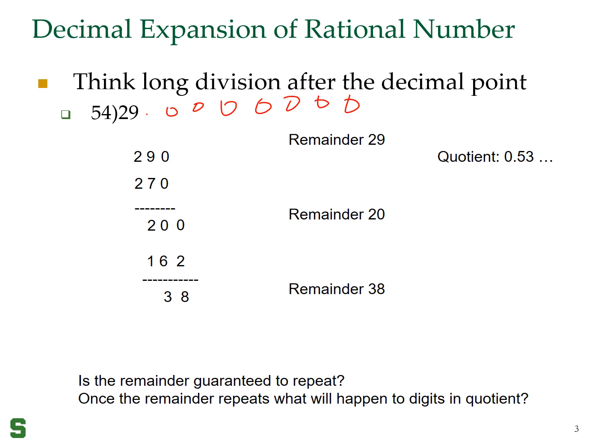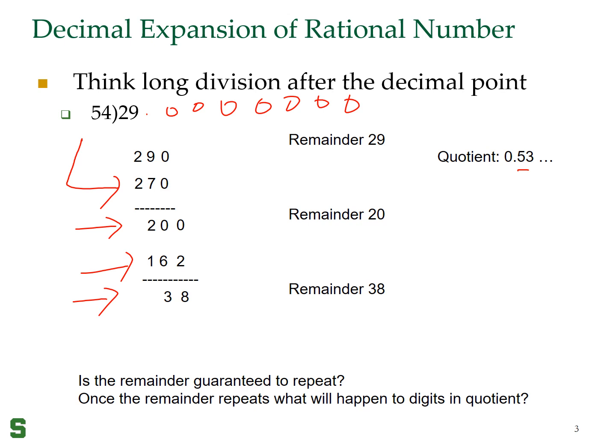In this case, 54 times 5 can go into this, so that will be 270. So the quotient will be 0.5. Then we subtract, we get 200. Again, we see how many 54s fit in 200. That will be 162. So 54 times 4 is 162. The remainder will be 38, and so on. Now, even though I'm illustrating this with 29 and 54, whatever I have said will work for any integers p and q.